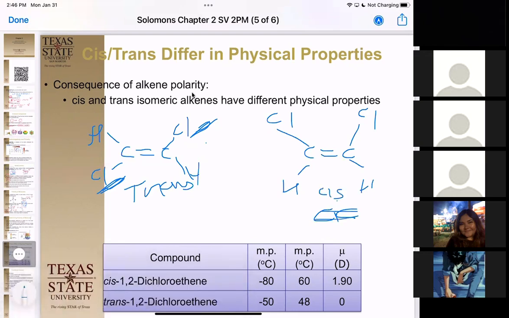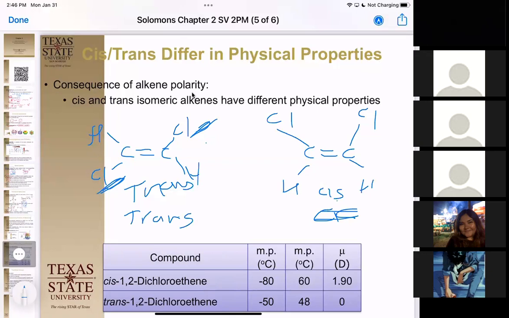C-I-S. Sorry, gotta look at my handwriting. Okay, so we have those bonds. Those chlorines are fixed in space because we cannot break that pi bond without a lot of energy.